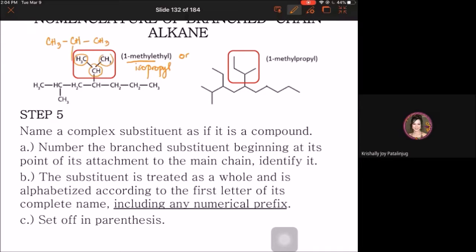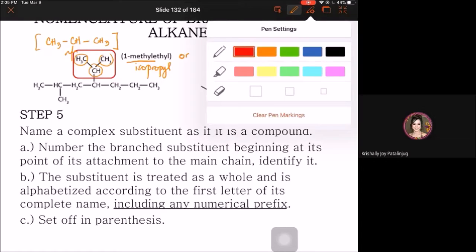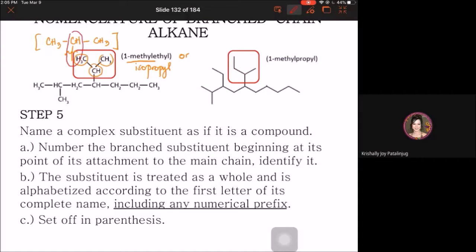Yung point of attachment is nasa gitna. Ibig sabihin, a 3 carbon chain, pero nag-remove ng hydrogen sa internal carbon. Diba? Hindi siya sa terminal carbon nag-remove. Kasi pag terminal carbon nag-remove, then 3 carbon chain, that is propyl. Pero, in this case, nag-remove ng hydrogen sa internal carbon. Recall sa inyong notes, that is, that particular alkyl group is now isopropyl. Okay? Kung imo siyang skeletal, ana siya.